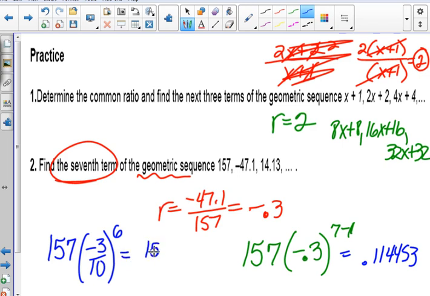You could type 157 times negative 3 to the sixth over 10 to the sixth, and you just have to do it in two parts. You'd actually get 114,453, and this would be 1 million. Interesting because it doesn't reduce. Okay, but that's how you would do exact.